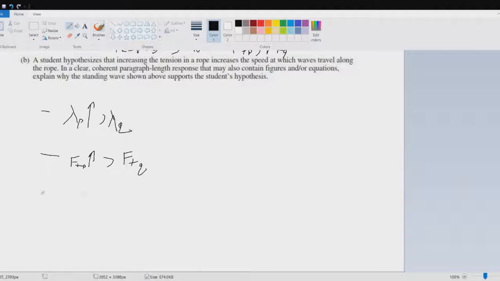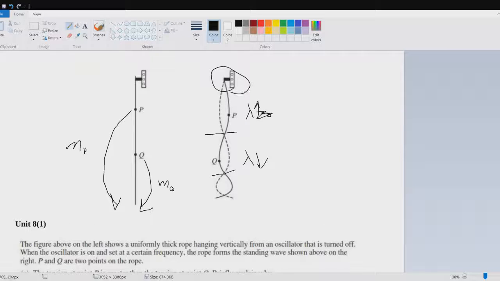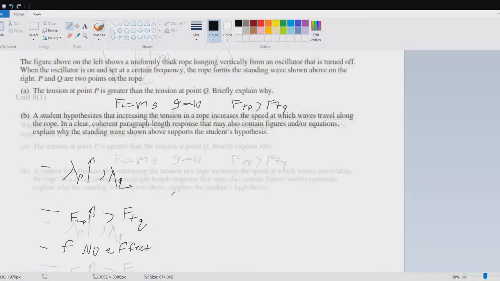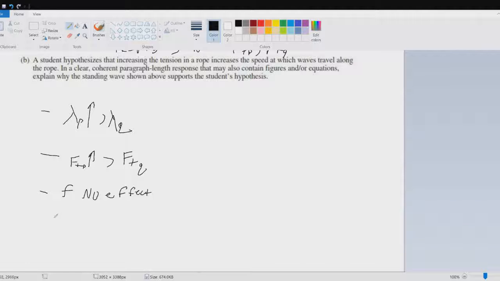And then the next thing we want to note is that the frequency is determined by the oscillator up here. So frequency has no effect on our speed because it's constant. And we would know that because v equals f times wavelength. And if f is constant, it will have no factor playing into our speed.